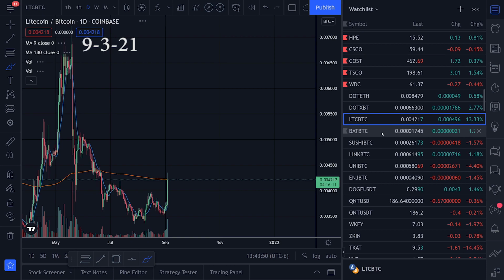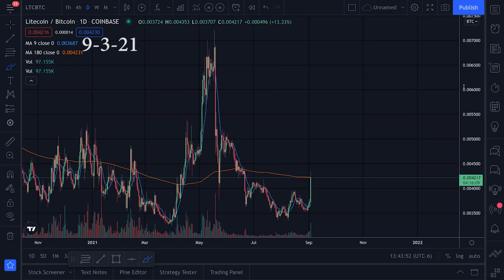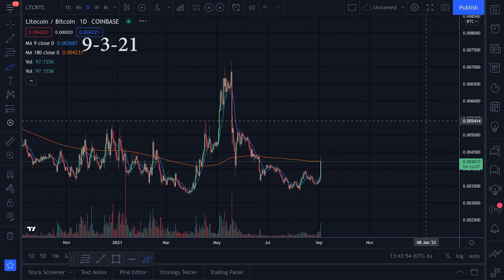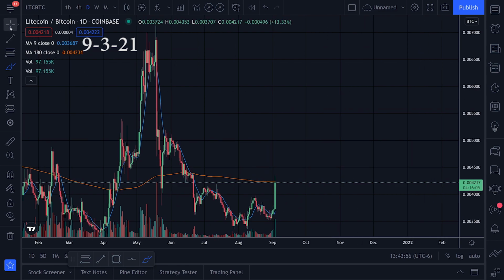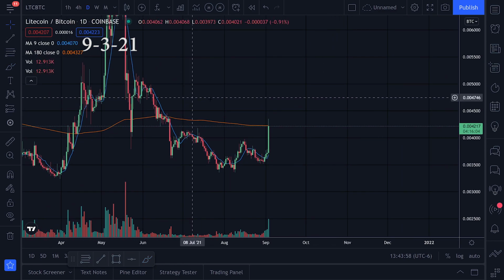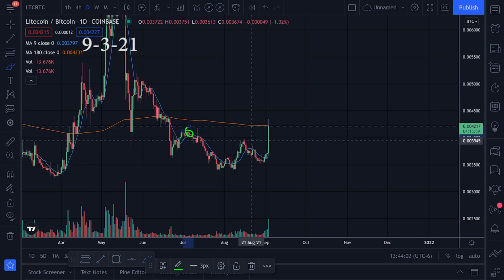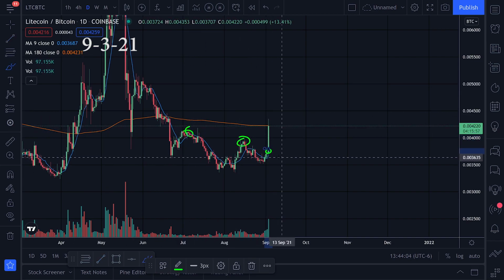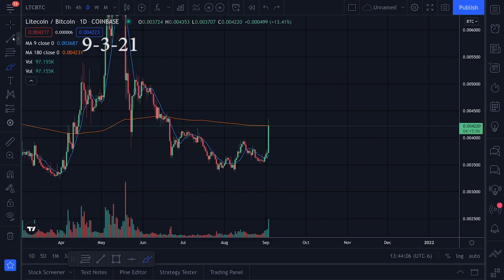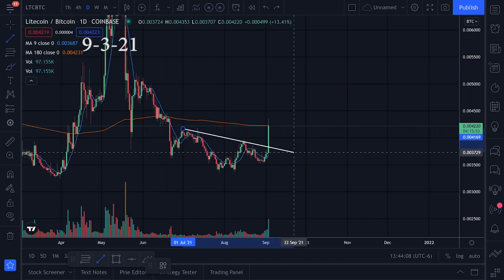All right, let's check out this chart though. This is the Litecoin to Bitcoin chart, and this is looking pretty crazy. I totally meant to make a video about this because I was watching this pattern. We had resistance right here and we had resistance right here, and we were coming up and testing it right here. So let's do a trend line, something like that.